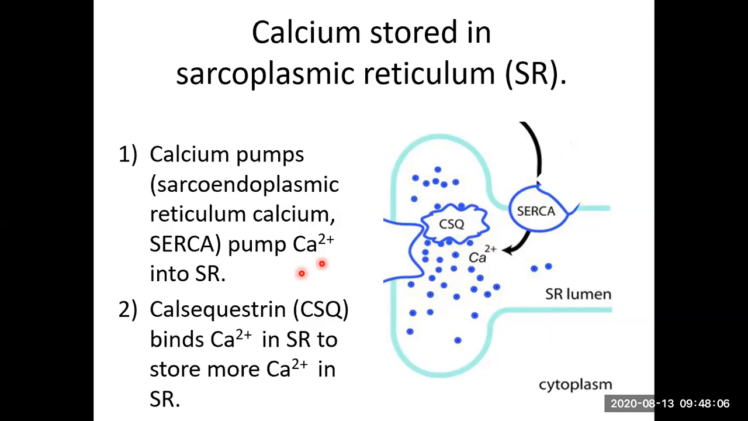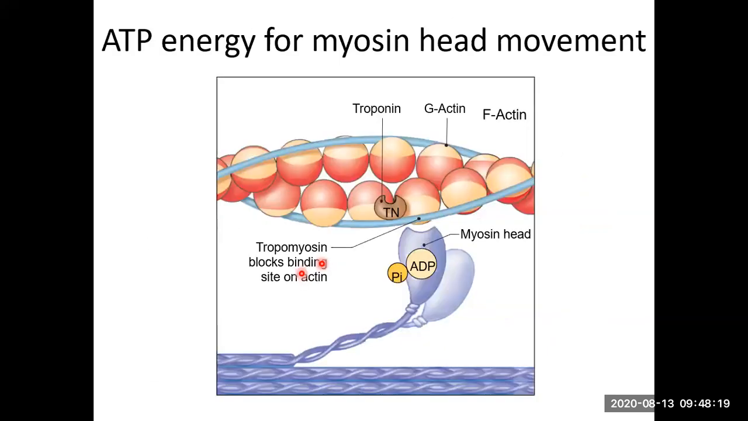Where do we see calsequestrin in the muscle cell? The location, which organelle? The sarcoplasmic reticulum. So that's all we need. We have the calcium now, and the myosin head binds with actin. It seems like a happy ending, but the story is not over yet. The myosin head needs to move, right? That movement requires ATP.